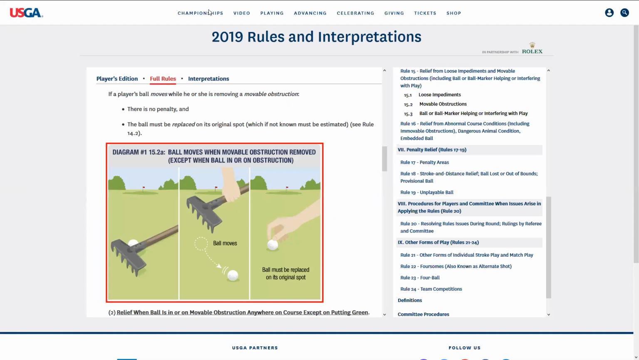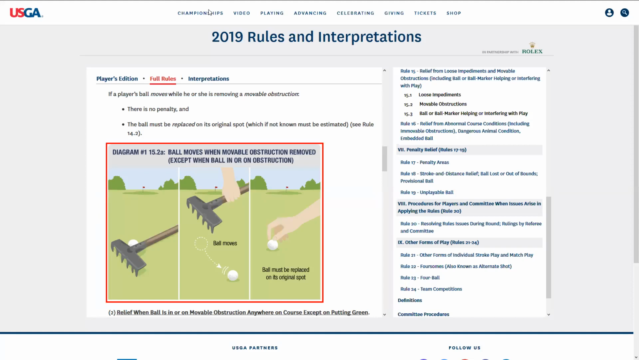So let's look at the diagram 1, 15.2a. First question, do you have to mark the ball before you move the rake? Answer, no. There's nothing in the rules that says to do it. Players ask that all the time. Well, what do I do here? Can I move this? And you say yes. And the next question is, well, what if it moves? And you're going to put it back. And then the third question is, do I have to mark the ball?